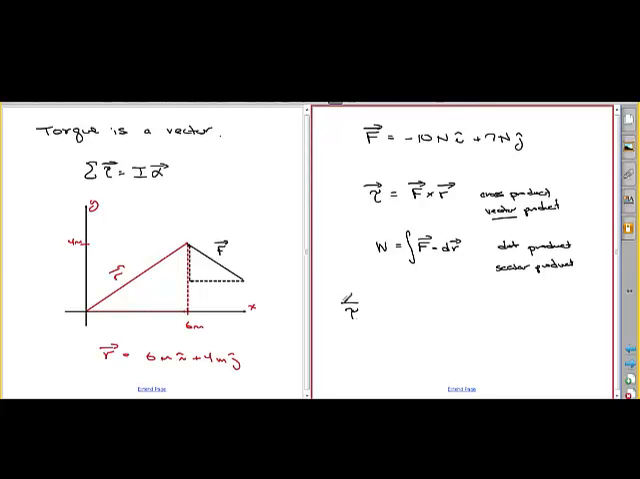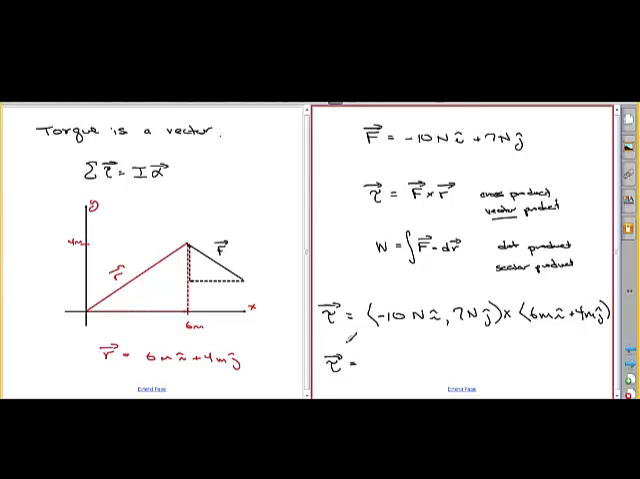So if I want to find the torque vector for our example, you're going to have the force vector, which is negative 10 newtons i, comma 7 newtons j, and that's going to be crossed with the radius vector, which is 6 meters i plus 4 meters j.